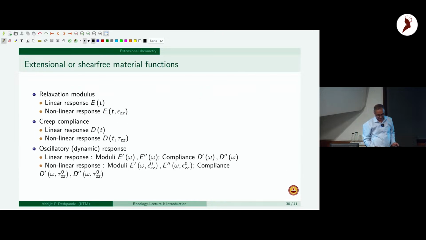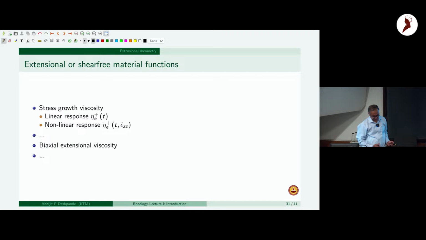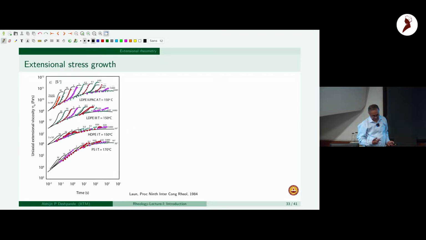So many of the functions that we discussed earlier are also described in shear free or extensional mode, and I'll skip through this. And this is the strain hardening that I was talking about. This is basically branched polyethylene, and this is linear polyethylene, and this is also polystyrene, which is linear. So you can see that these are experiments at different strain rates. I don't know whether it's visible, but this is 30 and smaller strain rates 0.003.